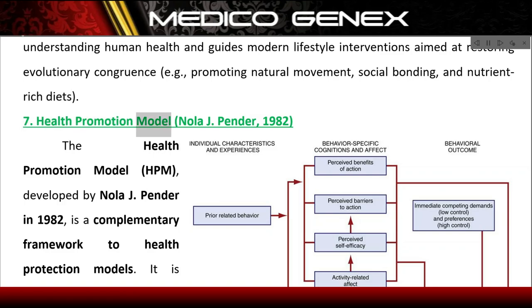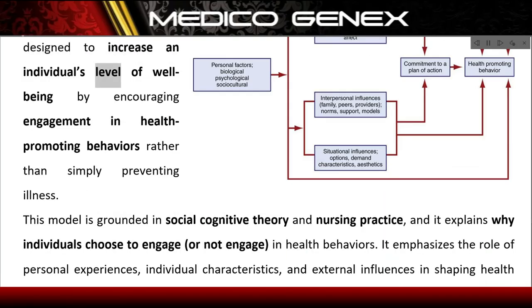7. Health Promotion Model, Nola J. Pender, 1982. The Health Promotion Model, HPM, developed by Nola J. Pender in 1982, is a complementary framework to health protection models. It is designed to increase an individual's level of well-being by encouraging engagement in health-promoting behaviors rather than simply preventing illness. This model is grounded in social cognitive theory and nursing practice, and it explains why individuals choose to engage, or not engage, in health behaviors.